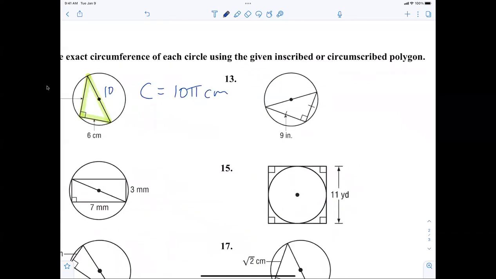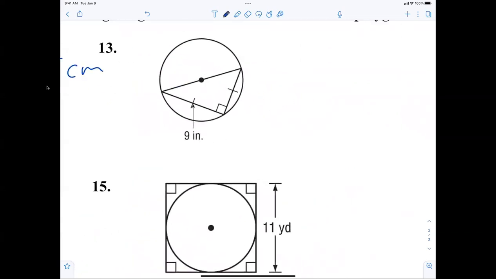All right, let's look at 13. I want the exact circumference. What's the exact circumference? Tanner. 12.727 pi. Would it be 9 radical 2? Yeah, everybody should be able to tell me it's 9 radical 2 pi inches.